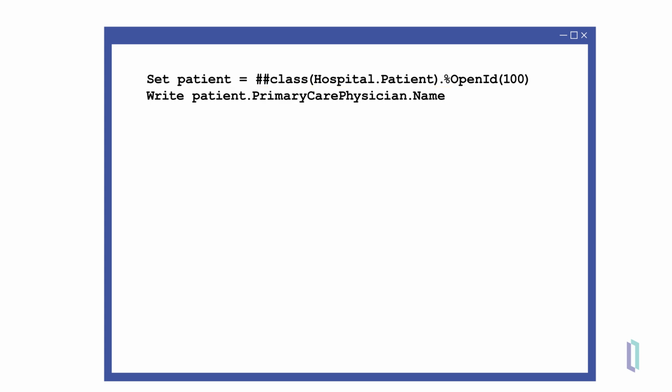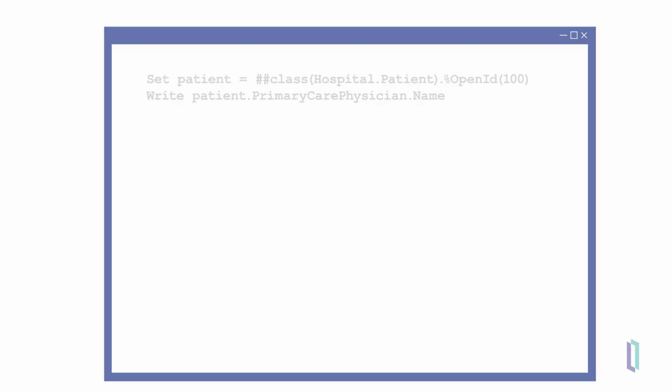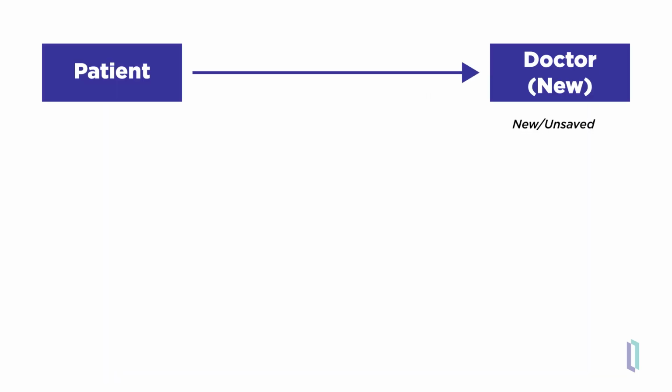This behavior is known as swizzling, sometimes called lazy loading. You do not need to manually open related objects yourself. If the referenced object is new and has not yet been saved, the system automatically saves objects in the correct order to ensure the reference remains valid.